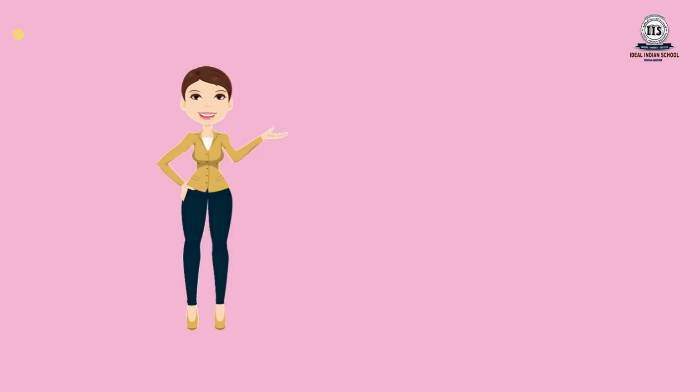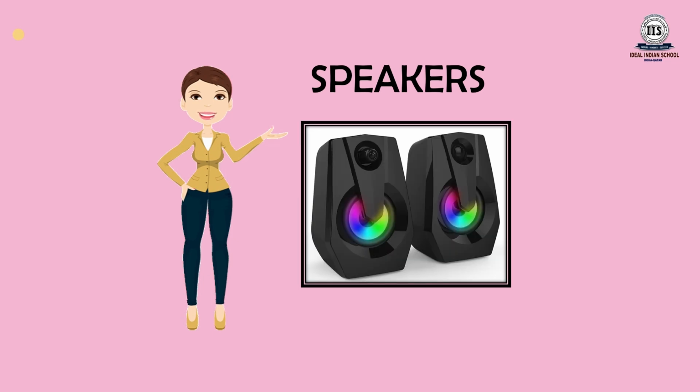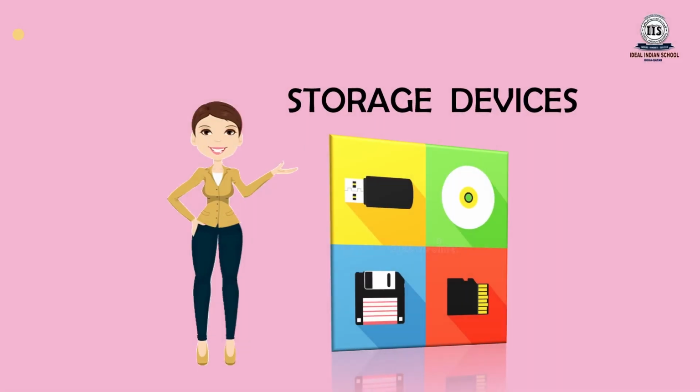Now, dear children, let us go and learn about the speakers. Speakers are most common output devices. They are used to give output in the form of sound. You can listen to music and other sounds from the computer with the help of speakers. Next, dear children, let us move to the other devices called as storage devices.